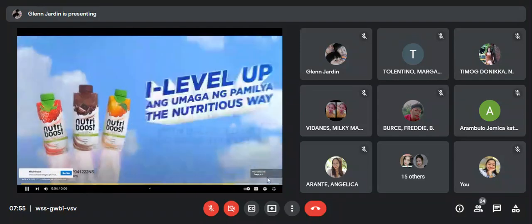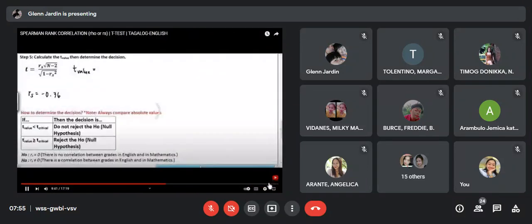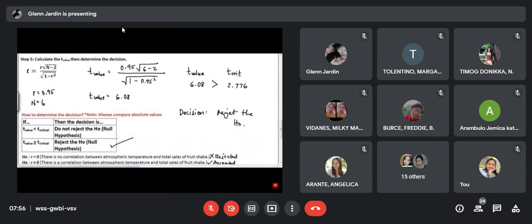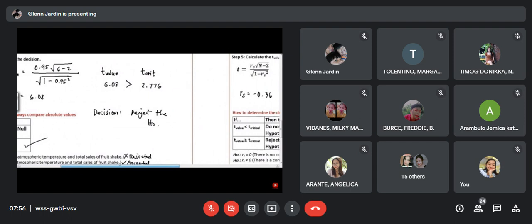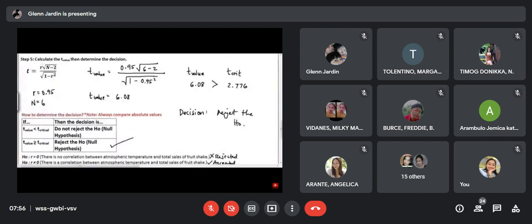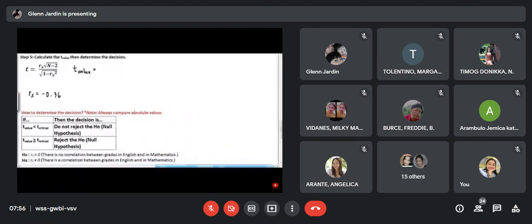I-level up ang umaga ng pamilya the nutritious way. Ito oh, R ng Pearson. Pinalitan lang yung R na yan, guys. Ginawa lang siyang R sub S. Kanina R, nasa dulo-dulo, tapos n-2 tsaka 1 minus. Parehas lang yan, guys. Iba lang siya ng value na gagamitin.